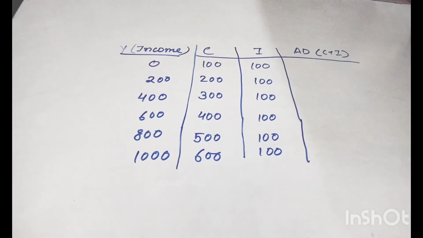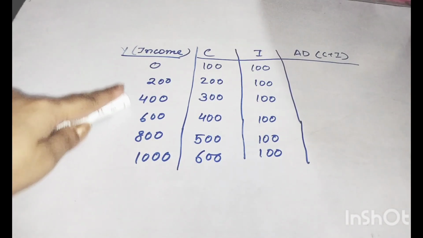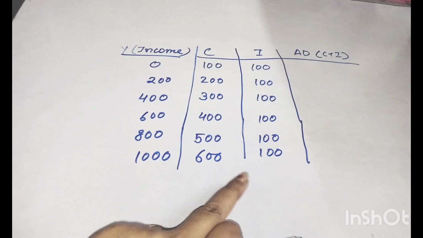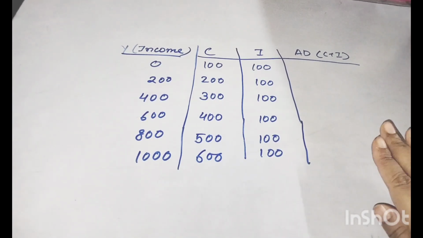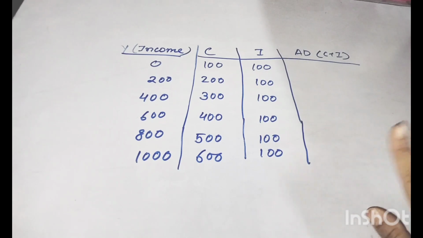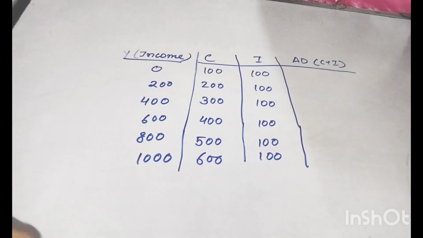Okay, so this is a schedule. Here the income is given. This is the consumption column and this is the investment column. And this one is the AD, that means aggregate demand, which is C plus I. That means this is a summation of consumption plus investment. Now what can we observe from the schedule?